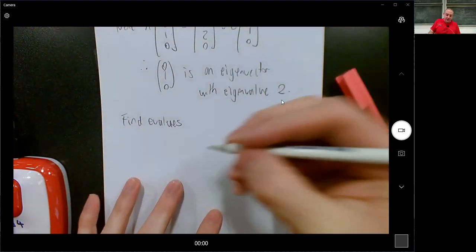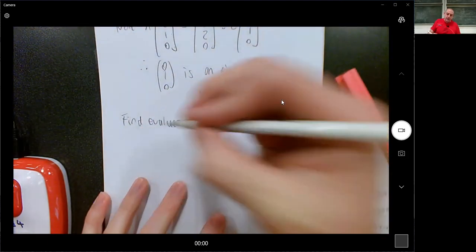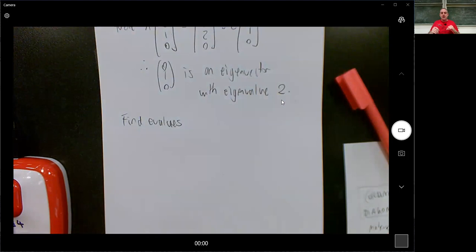So let's find the eigenvalues. So we're going to find the eigenvalues.